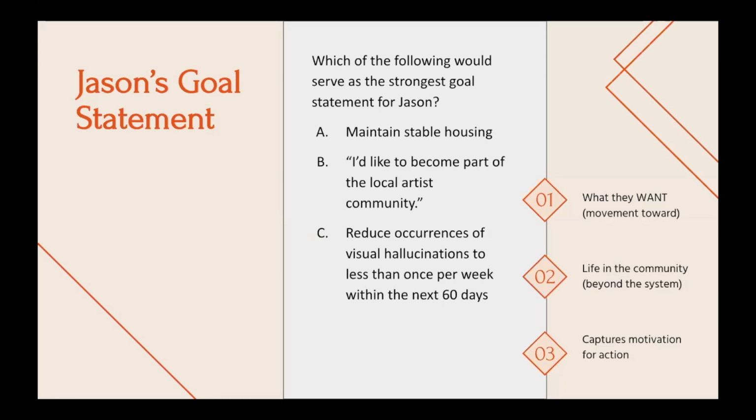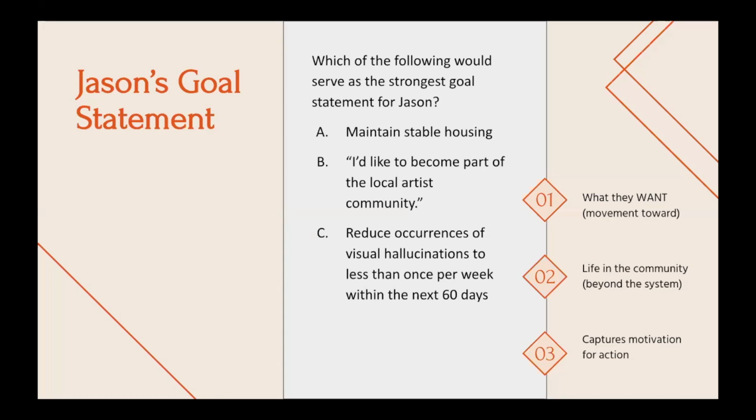So we've got some quality indicators listed there in the right column, and then we've got some possibilities to read and pick from. So which of these do we think are the strongest goal statement based on what we know about Jason? We have A, maintain stable housing. B, quote, "I'd like to become part of the local artist community." C, reduce occurrences of visual hallucinations to less than once per week within the next 60 days. You can pause to take a little bit more time with this.